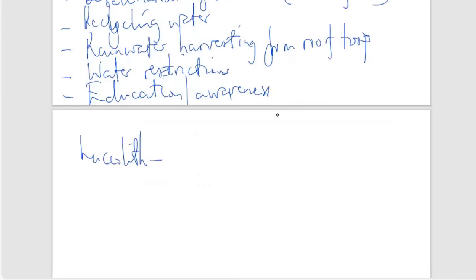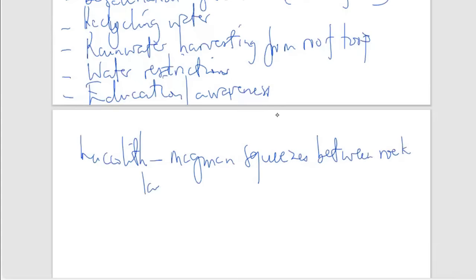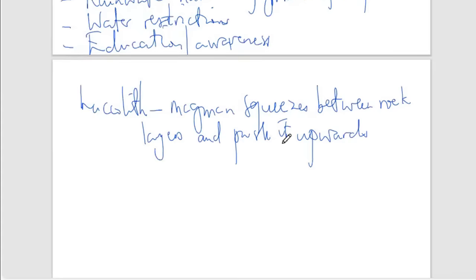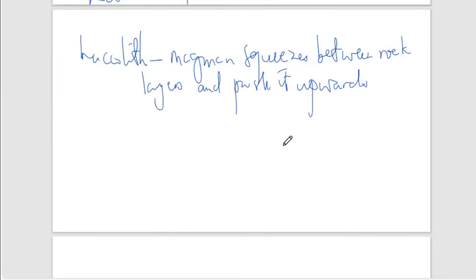we are saying how does it form? A lacolith basically forms when magma squeezes between rock layers. And what is going to happen? And push it upwards. That's how a lacolith forms. It forms as a result of magma squeezing between rock layers, and it manages to force the upper rock upwards, creating a mushroom shape. And what about the bigger one, which is the batholith?